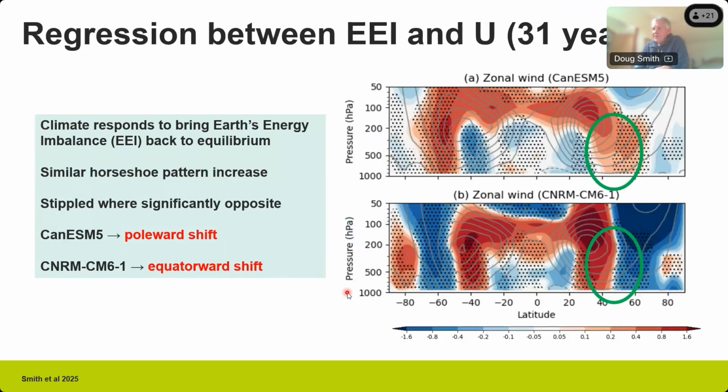So I want to try to understand why that is. What I'm looking at here is the regression between Earth's energy imbalance, EEI, and zonal mean zonal wind, U, again on the 31-year timescale in these natural simulations. And you can see that there is a similar horseshoe-shaped band of increased zonal wind in both models, but actually where this increase intersects the surface is fundamentally different in these two models. In CanESM5, it represents a poleward shift of the jets and the winds, whereas in CNRM, it's actually an equatorward shift of these winds.